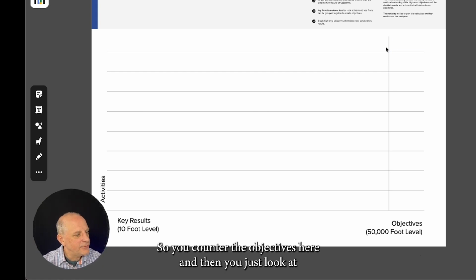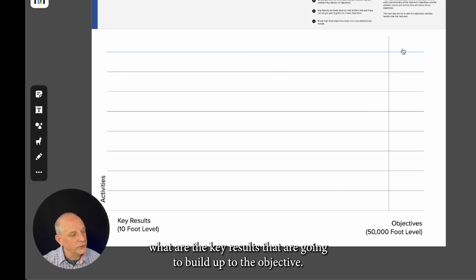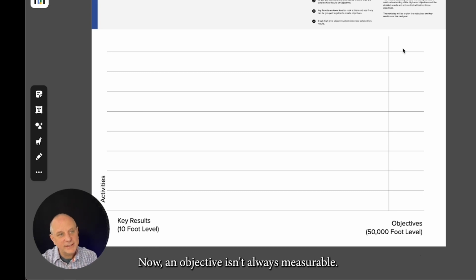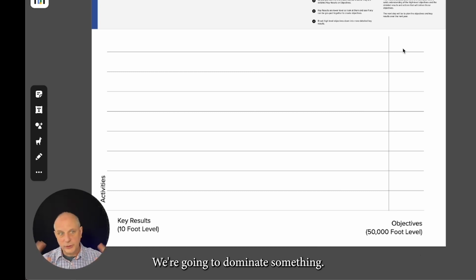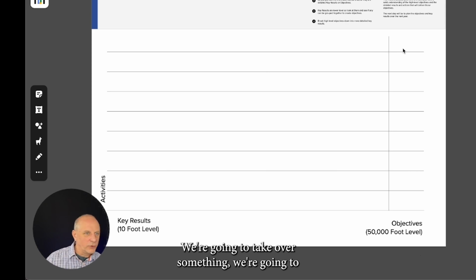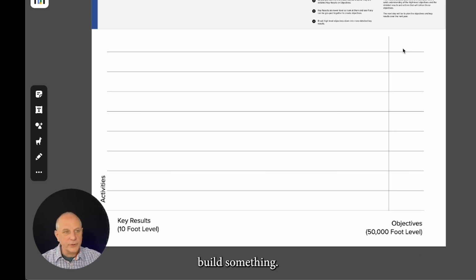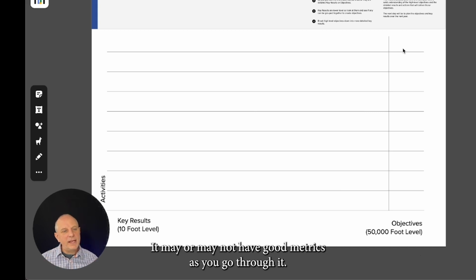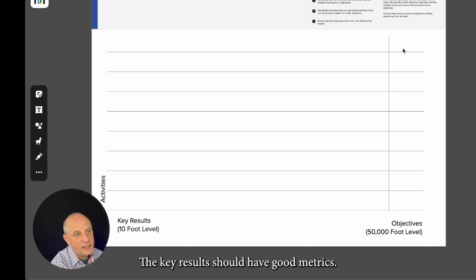So you capture the objectives here, and then you just look at what are the key results that are going to build up to the objective. Now, an objective isn't always measurable. We're going to dominate something. We're going to take over something. We're going to build something. It may or may not have good metrics as you go through it. The key results should have good metrics.